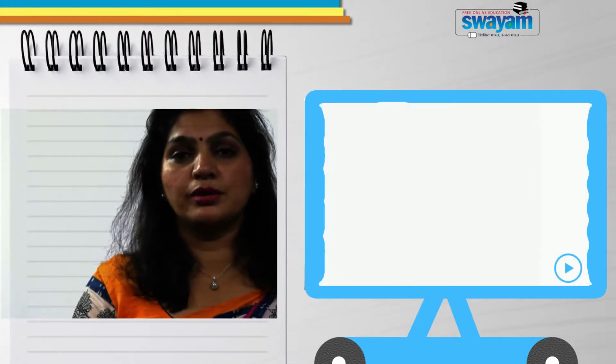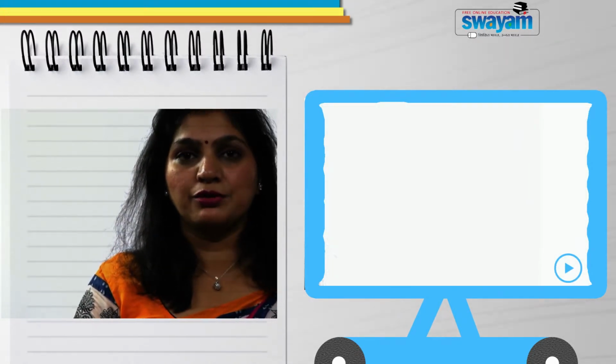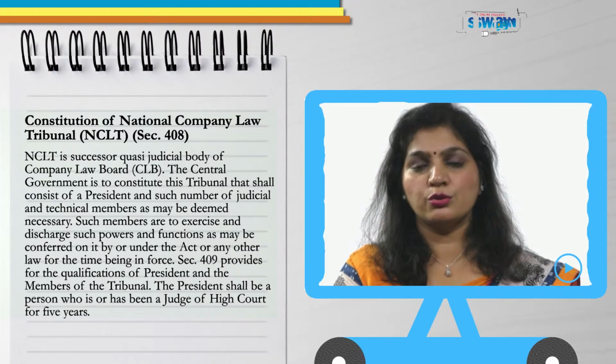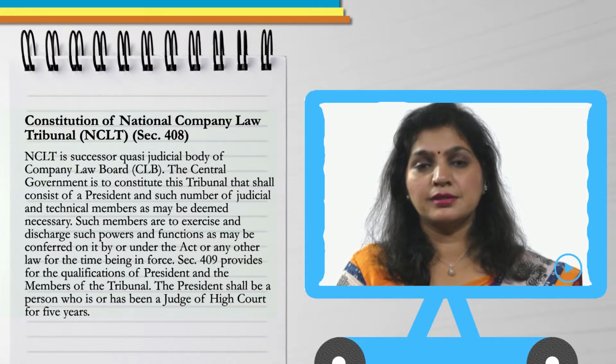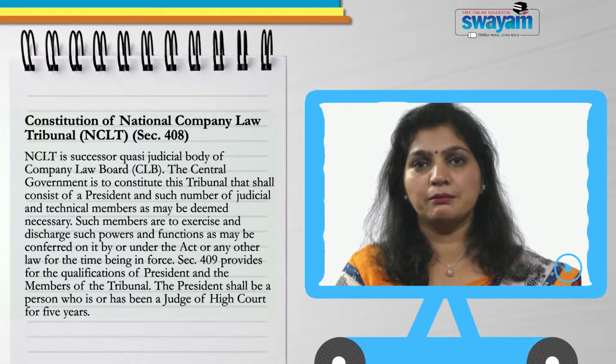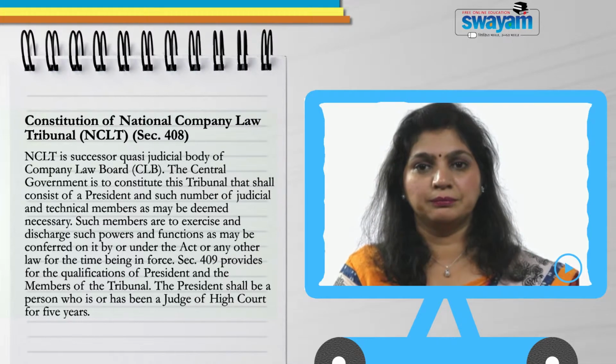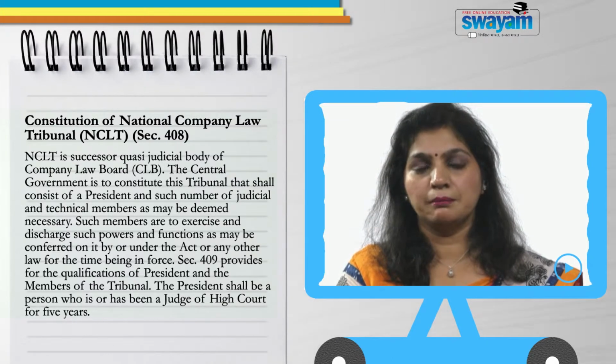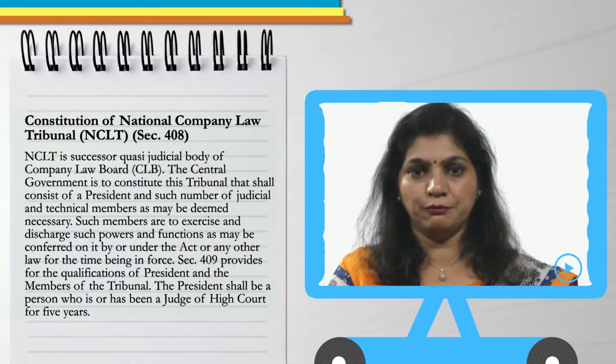Now let us discuss the constitution of the National Company Law Tribunal, which has been provided under section 408. The National Company Law Tribunal is a successor quasi-judicial body of the Company Law Board. The central government is to constitute this tribunal that shall consist of a president and such number of judicial and technical members as may be deemed necessary. Such members are to exercise and discharge such powers and functions as may be conferred on it by or under the Act or any other law for the time being in force.